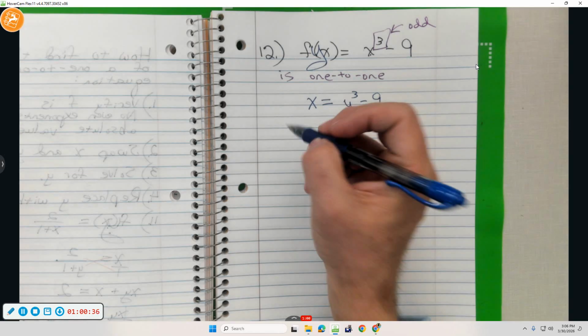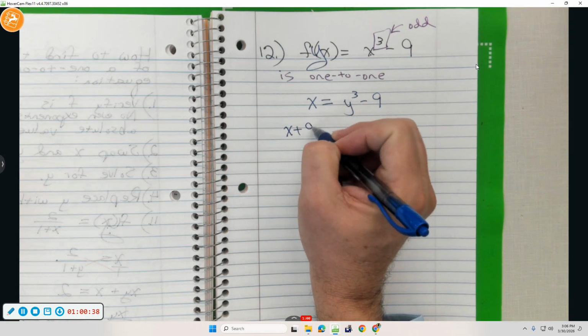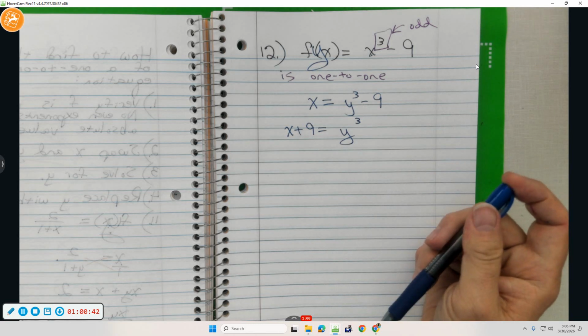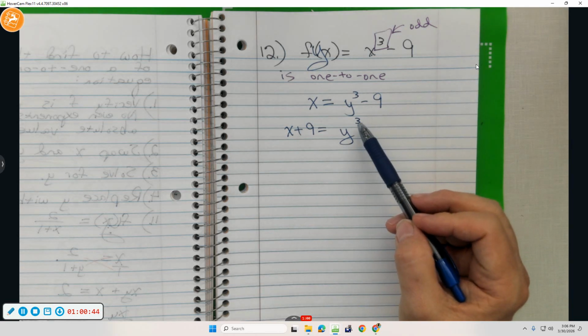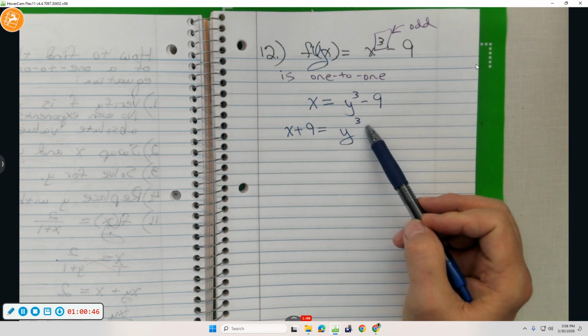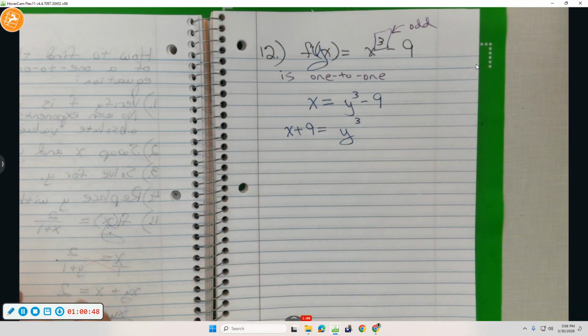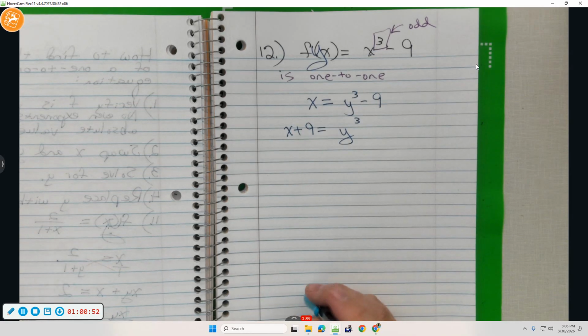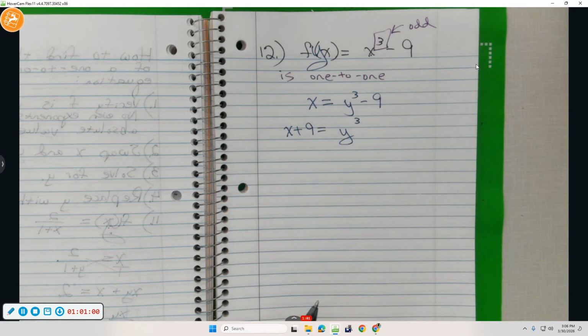Add the 9 to give x plus 9 is equal to y cubed. And now, how do we get rid of that cube? What will undo that cubing effect? What cancels out a cube? A cube. There's a word I'm looking for after the word cube.